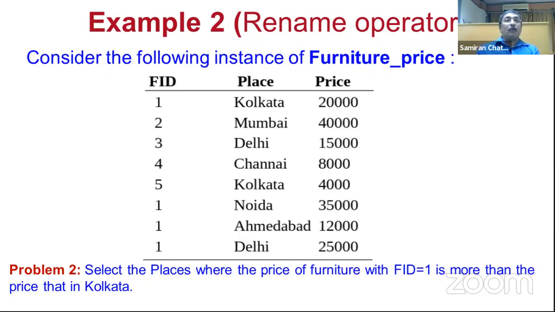I cannot write A comma A. Therefore I need the same table in 2 different names, because later I need to compare. If I have 2 tables with the same name, then when I write the select clause, I cannot refer to them easily.